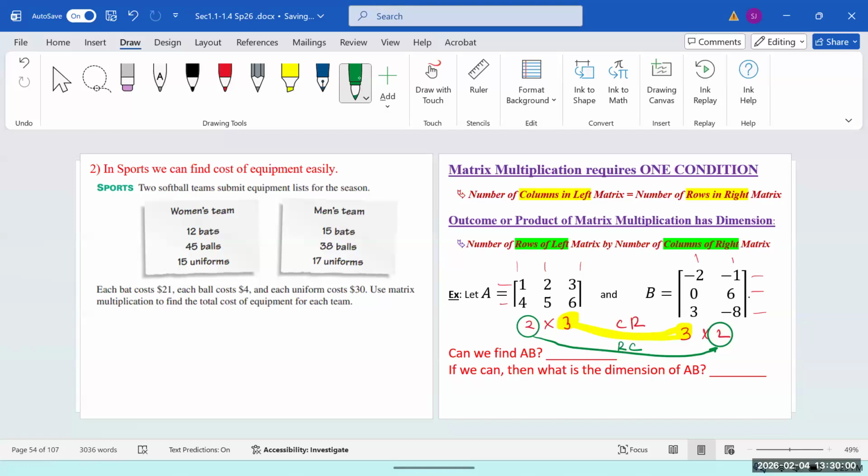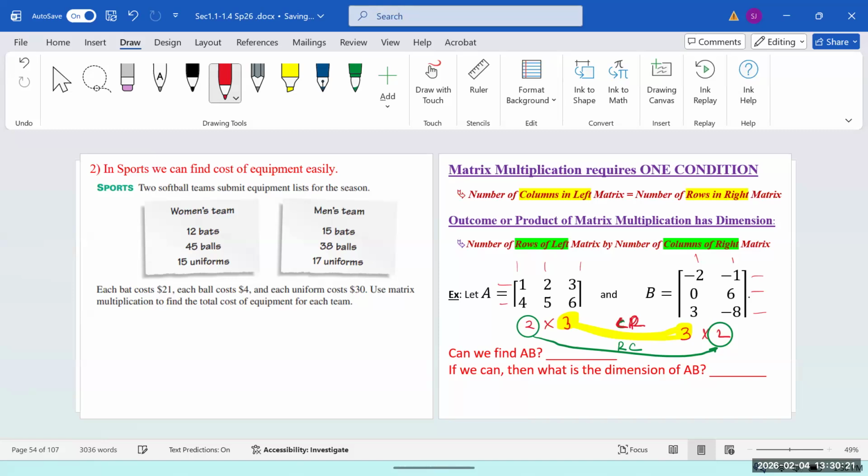So the condition can start with C. You need to check C first. The number of columns on the left matrix has to be the same as the number of rows on the right matrix. So the condition is CR, then the result will be RC.